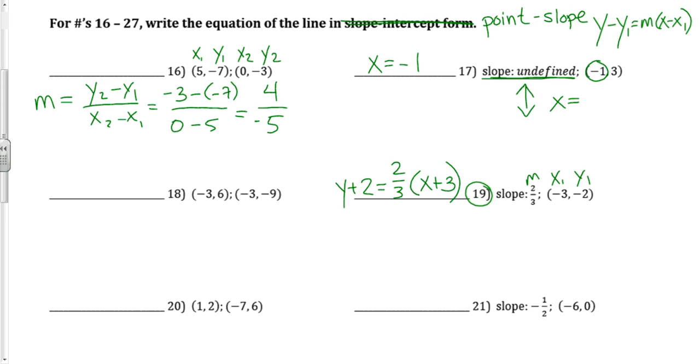I'm going to use x1, y1. So y minus a -7 turns into +7 equals -4/5 times x minus 5. You could also use the second point, in which case you would have had y plus 3 equals -4/5 times x plus 0.